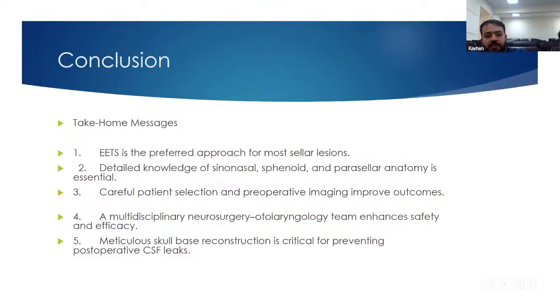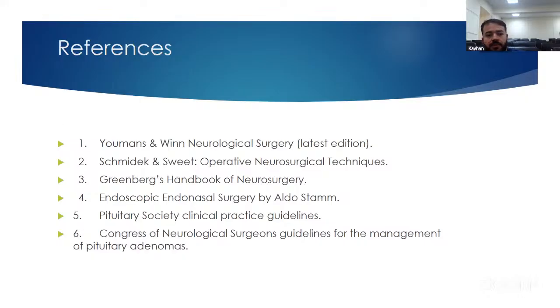What's the take-home message? Endoscopic endonasal transsphenoidal surgery is the preferred approach for most sellar lesions. Detailed knowledge of the sinonasal, sphenoid, and parasellar anatomy is essential. Careful patient selection and pre-operative imaging improve the outcomes. A multidisciplinary neurosurgery and otolaryngology team enhances safety and efficacy. Meticulous skull base reconstruction is critical for preventing CSF leakage after the surgery. These are the references.